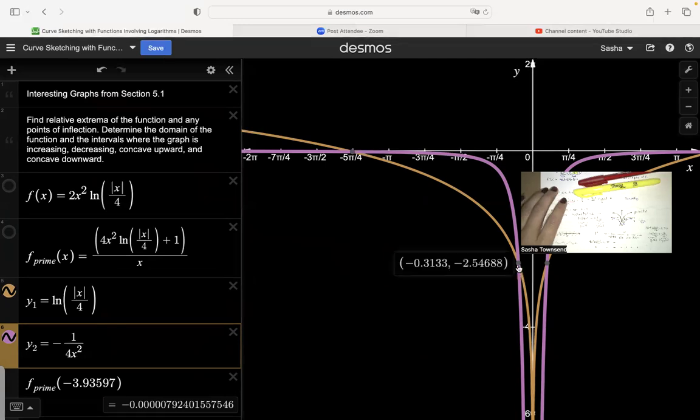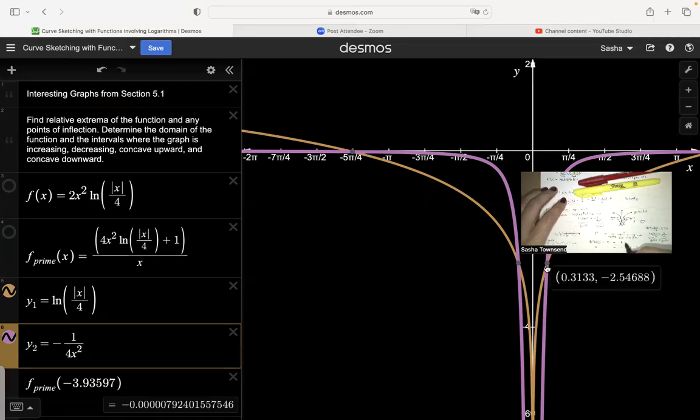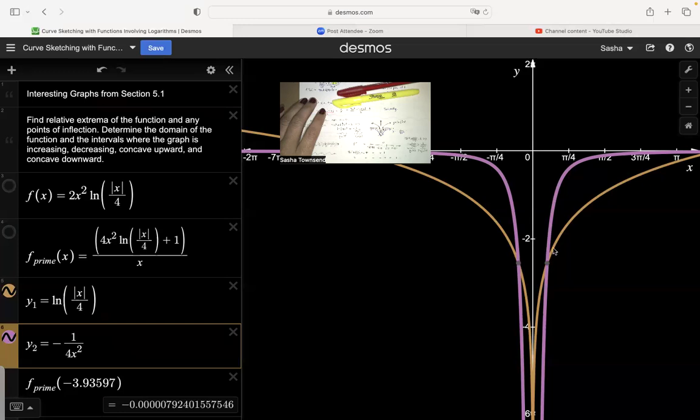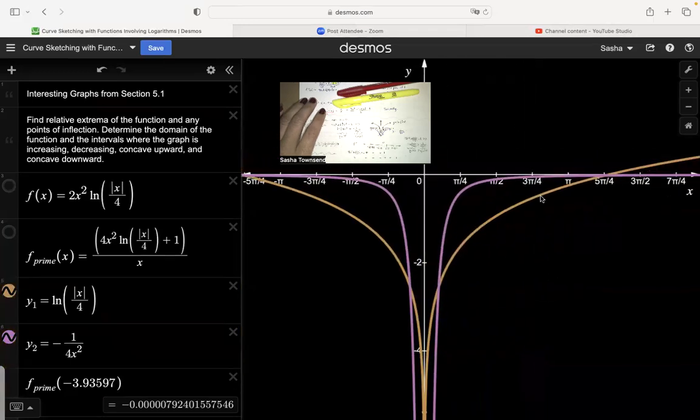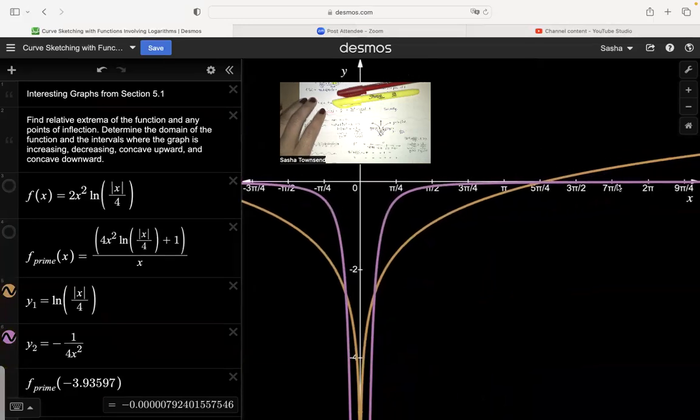And then from this x value of negative 0.31 to 0, the orange values are larger. So this y value minus this y value is going to be positive there. And then the same thing happens from 0 to the positive 0.31. And then from 0.31 to positive 3.94, the pink values are above the orange values. So when the pink values are above the orange values, the difference is negative. And then when the orange values are larger than the pink values, we get a positive answer again. Okay, so that should allow us to complete our sign chart.